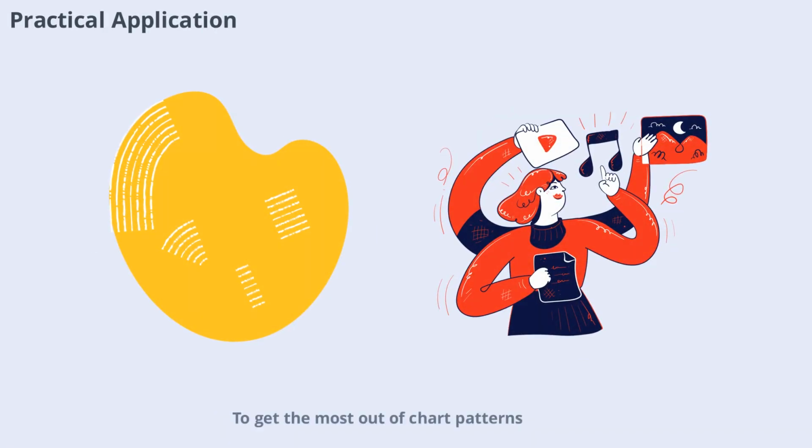To get the most out of chart patterns, practice spotting them on real price charts. Start with historical data and gradually move to live markets as you gain confidence. Keep a trading journal to track your observations and results. Over time, you'll develop an eye for patterns and improve your decision-making skills. Remember, consistency and discipline are key to success in investing.